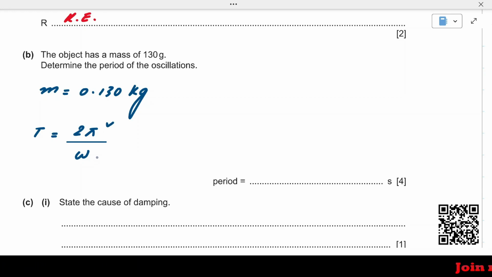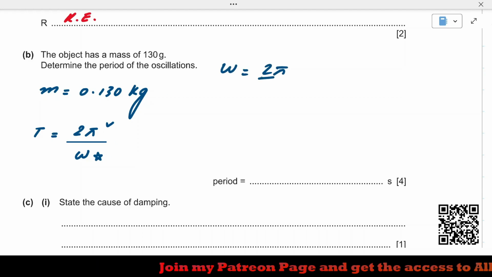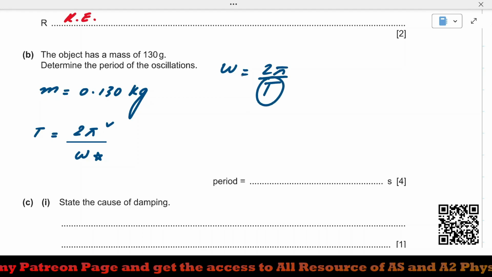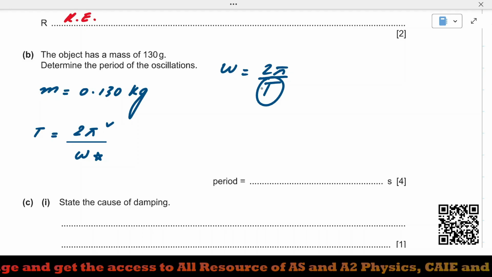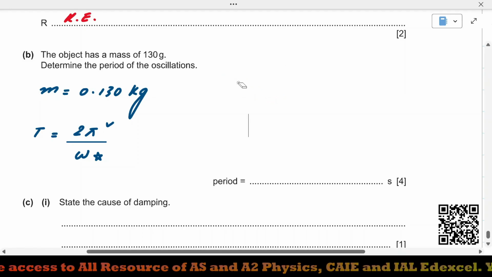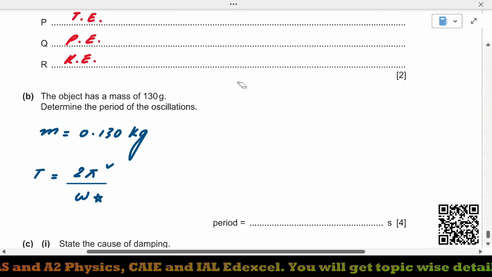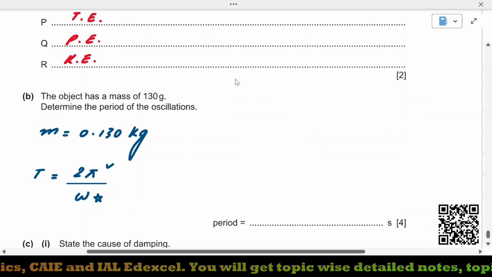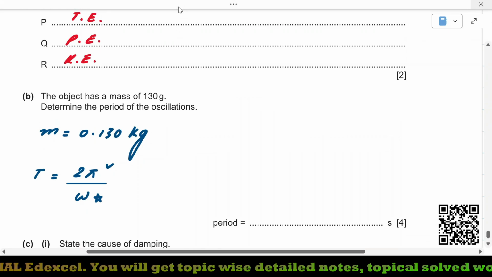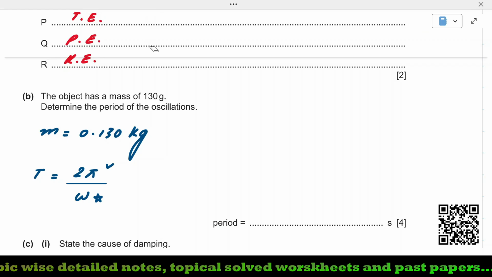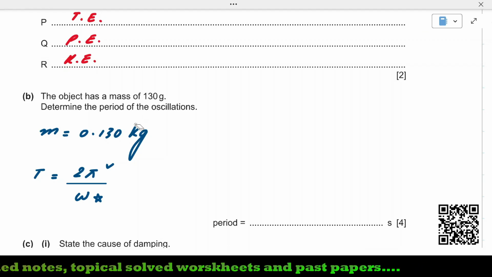The only problem is that at this stage we don't have the value of omega, and if we need to find omega, omega would be equal to 2 pi over T. But the problem is you don't have T. In order to find T you need omega, and in order to find omega you need T. So you are stuck in an endless loop. We need to get out of this and come up with an expression to find omega other than the one that contains capital T. Do we have such an expression?